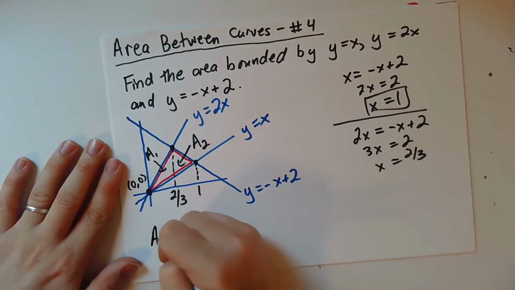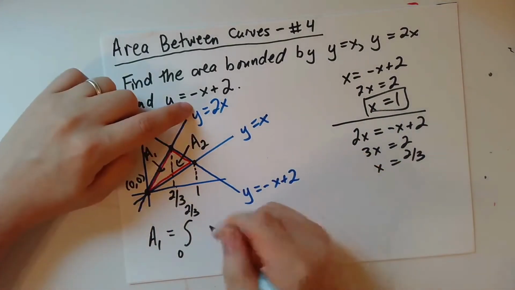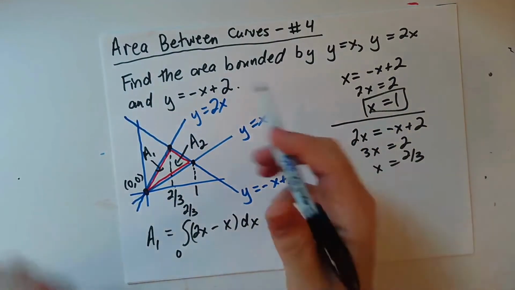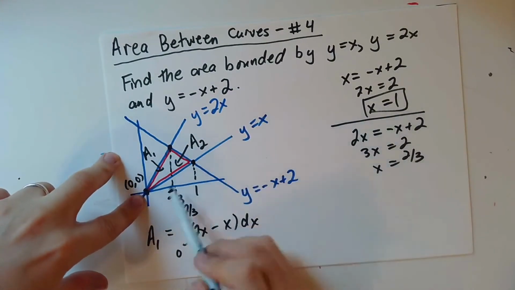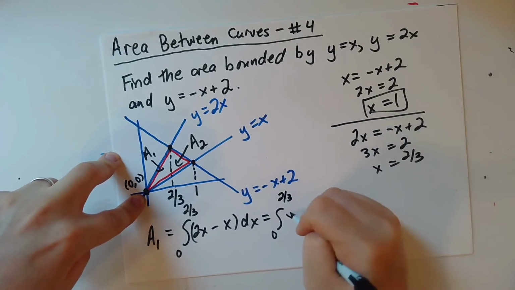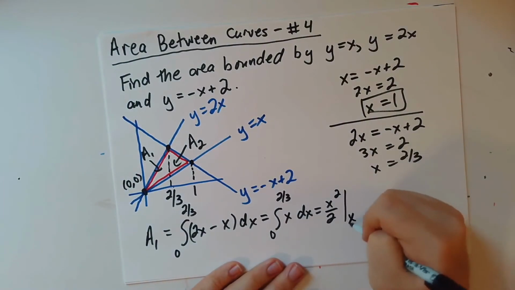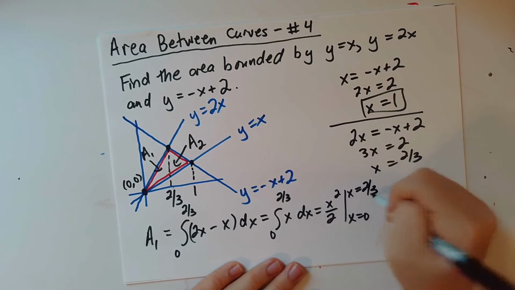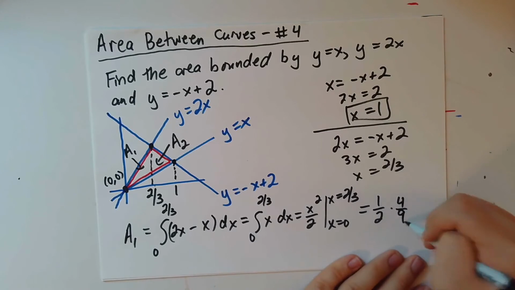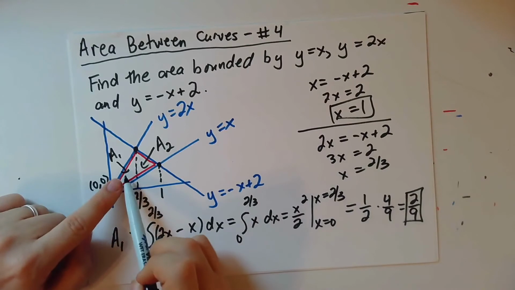And so area 1 is going to be the integral from 0 to 2/3 of 2x minus x dx. Again, that curve, which is the one on top, minus that curve, which is the one on bottom, of x dx, which is x squared over 2, evaluated as x goes from 0 to 2/3. That is 1/2 times 4/9, which is 2/9. So that is my first area. This area over here is 2/9.